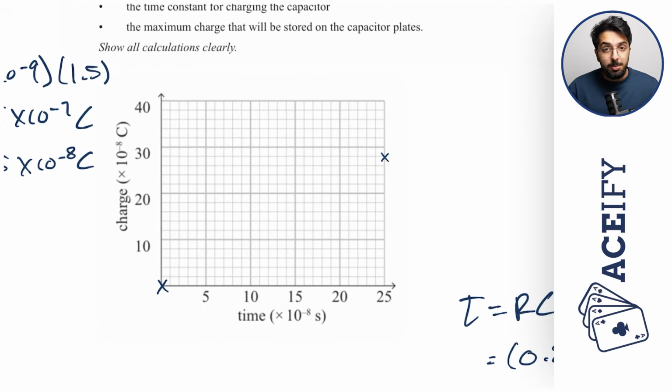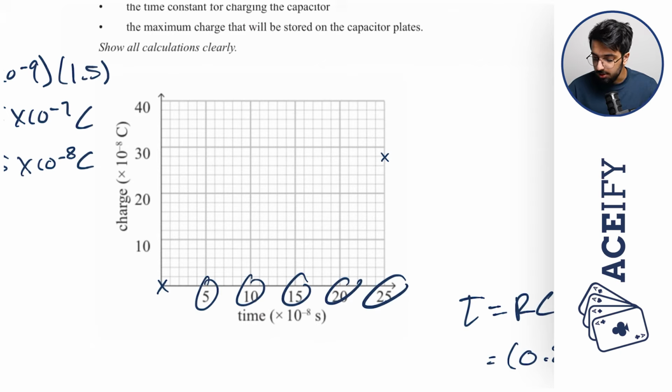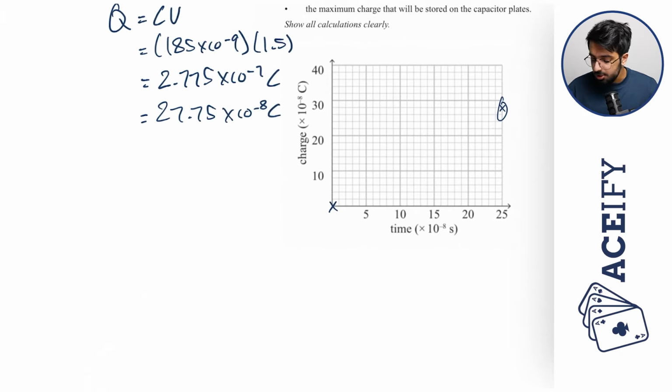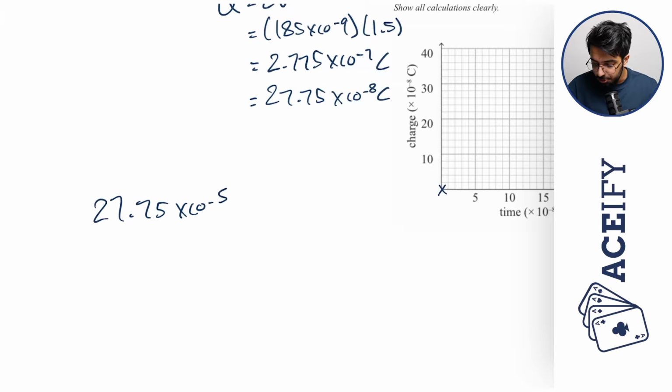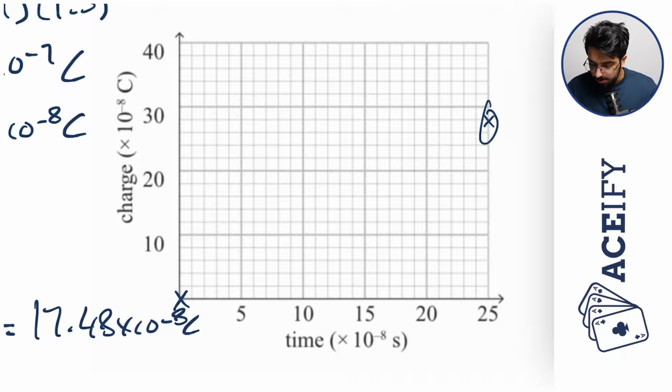And remember, our capacitor is considered to be fully charged after 1, 2, 3, 4, 5 time constants. And so as you can see, this is when our charge is going to be max. So now to figure out the charge on our capacitor after 1 time constant, we can take our maximum charge and multiply it by 1 minus 0.37. So this is obviously equal to 0.63, and this equals 17.48 times 10 to the negative 8 coulombs. And so that's roughly going to be right over here.